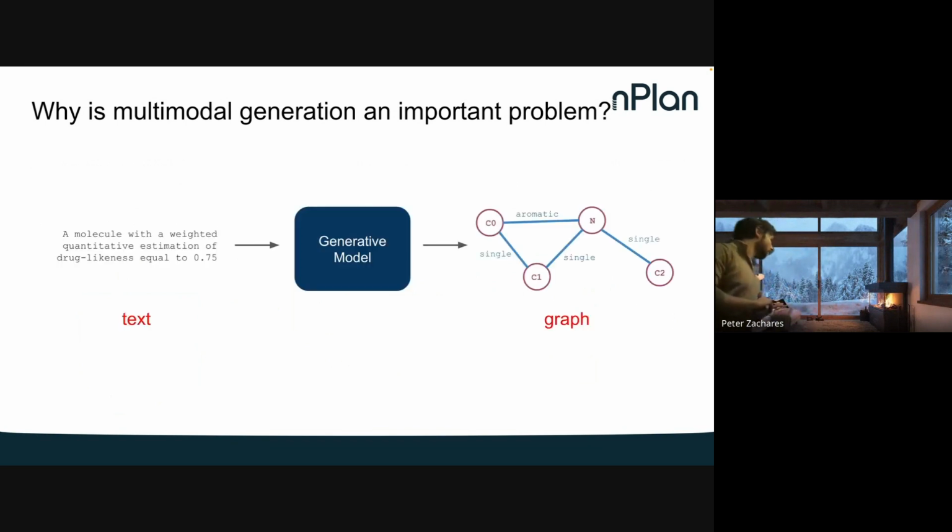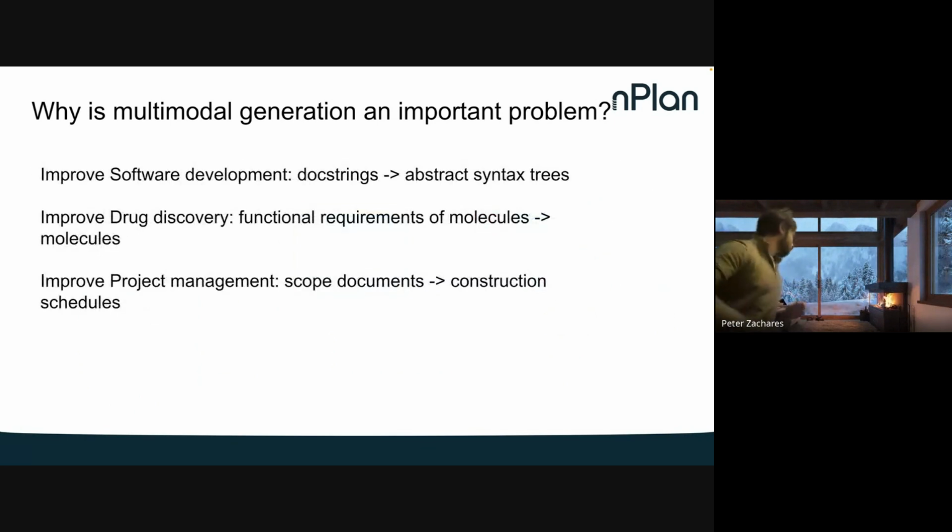Okay, I've introduced this. To give some concreteness to the actual work, where we're going from text to graph, some of the applications could improve software development. This is something I learned when I started looking into this: a lot of compilers actually treat the functions that you write as trees. You can translate your code into what's called an abstract syntax tree.